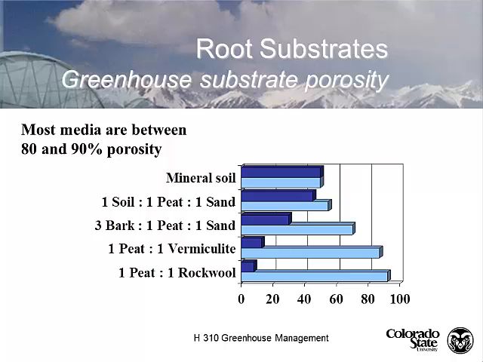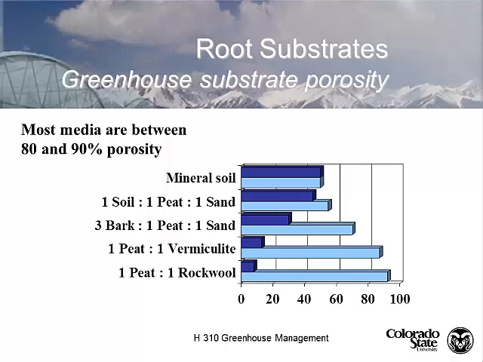You can see that our airspace is starting to increase up to over 50%. So it's about 60-40. Adding composted pine bark, you can see that our airspace is going up even higher. 3 parts bark, 1 part peat, 1 part sand. That's a standard nursery mix.